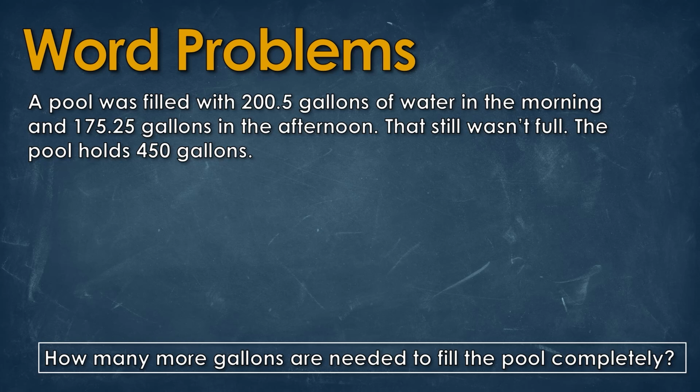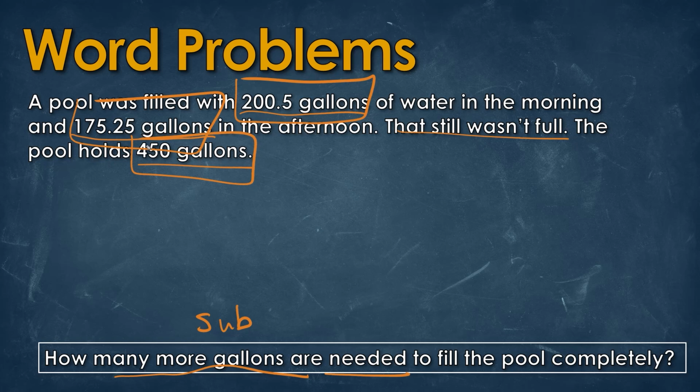Reading this question, it says, how many more gallons are needed to fill the pool completely? So how many more tends to mean subtraction. And if we read the question, it says the pool was filled with 200.5 gallons in the morning and 175.25 gallons in the afternoon, and it still wasn't full. And the pool holds 450 gallons. So we're going to add these two numbers up and then subtract it from this total of 450.